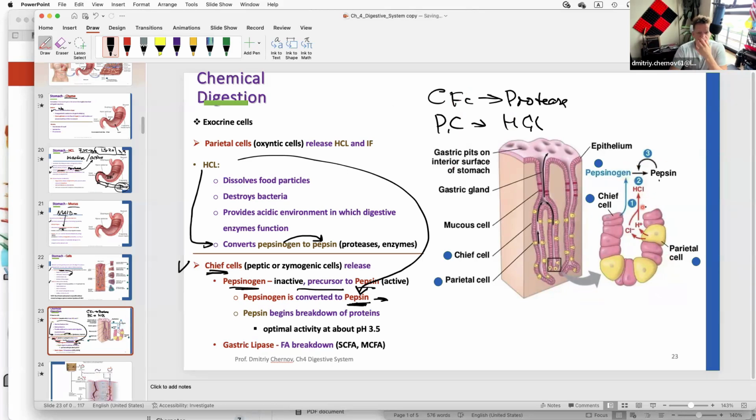And when it comes to the digestive system, obviously gastroenterologists know better. And on top of that, chief cells, right? So chief cells also release gastric lipase, enzymes that break down fatty acids.